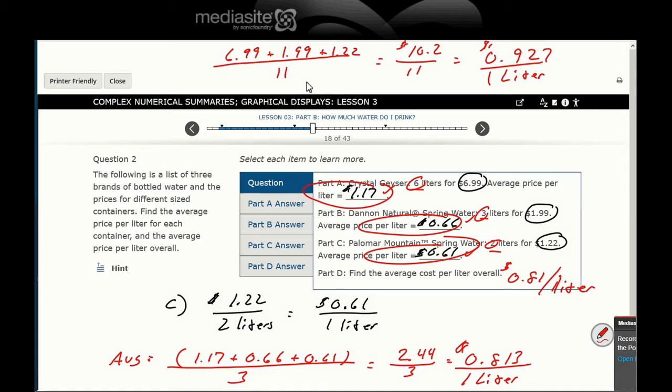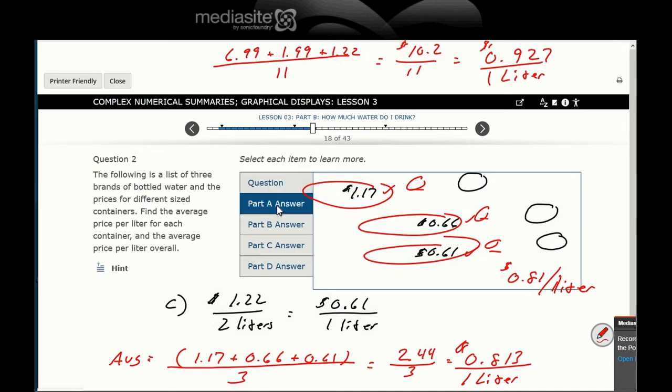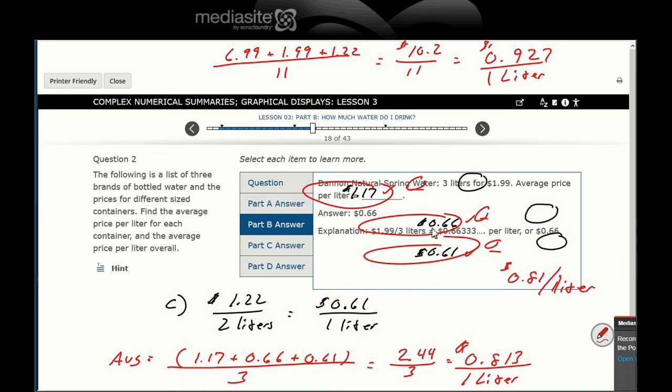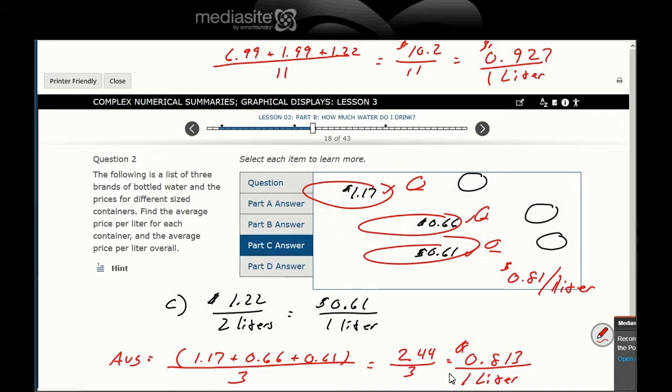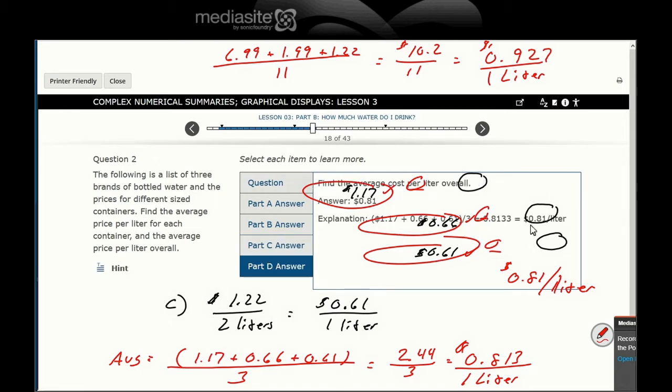Unless, of course, it was 6 liters for $6.99, 6 liters for $1.99, or 6 liters for $1.22. Again, same denominator then. What do we get? Part A, $1.17. Got it. Part B, 66. Yep. Part C, 61. Yep. And Part D was 81 cents per liter, or $0.81. So, yes, yes, yes, and yes.